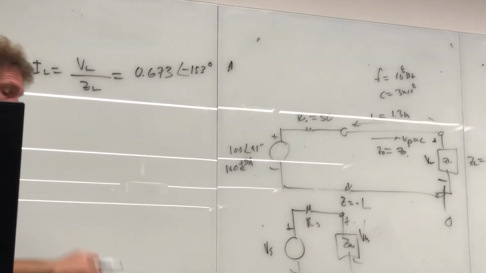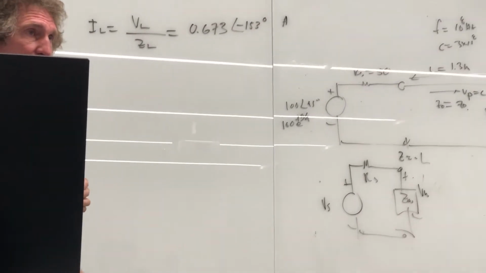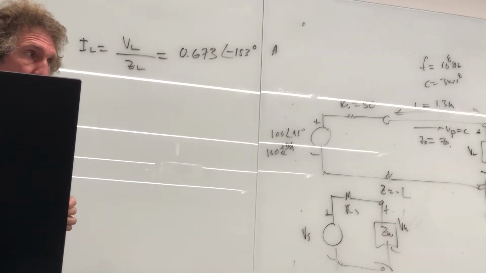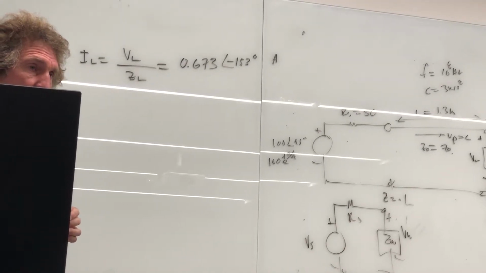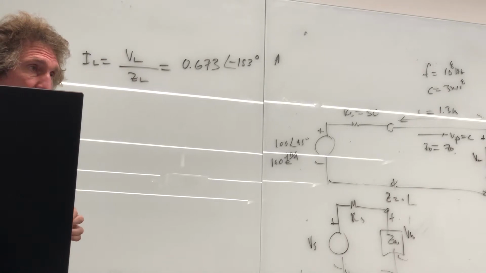Now, check it, make sure you do this right. You've got to be able to do a division like this right on your calculators. Are you looking at the solution instruction? Yeah. All right, it should have that value as far as magnitude.